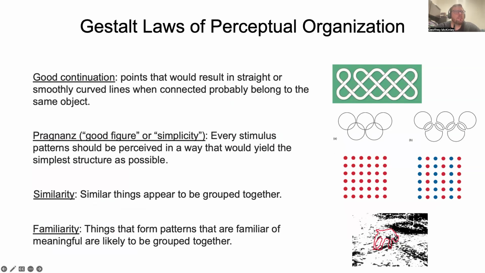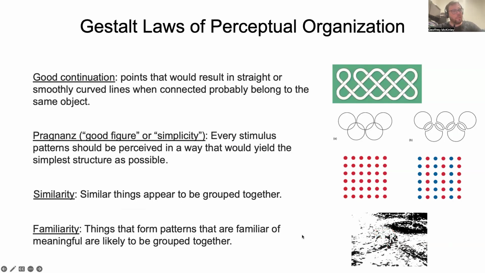Another one is similarity. So similar things appear to be grouped together. So group things that are similar to each other. So here, if we'd made every other line blue, or every other line of dots blue, we would probably group those blue lines together and those blue circles together and those red lines together.